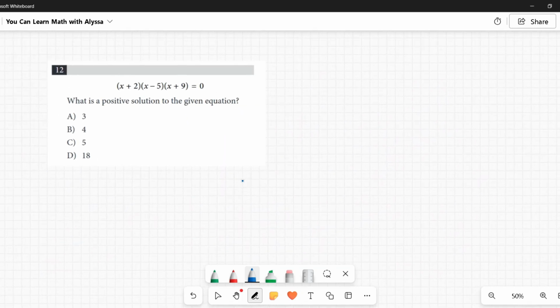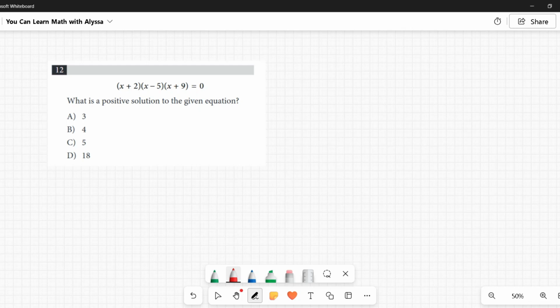12. (x + 2)(x - 5)(x + 9) = 0. What is a positive solution to the given equation? If you would like to put this into your graphing calculator to see what you get, that's valid. You can do that. I don't recommend it. I think it takes too much time. Honestly, I think you can just look at this and get your answer a lot quicker.